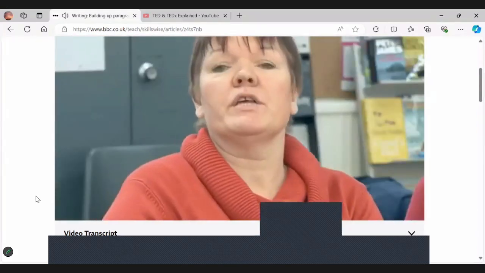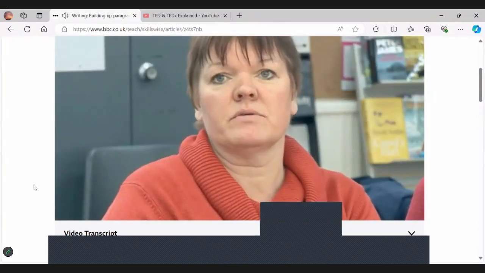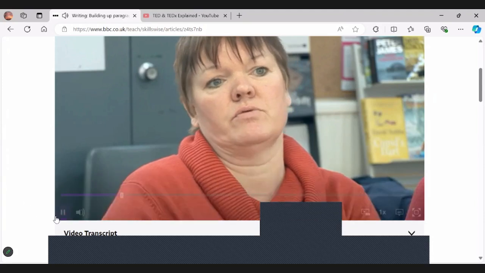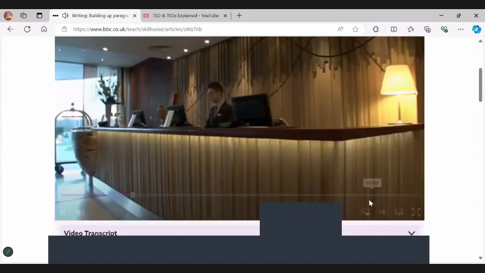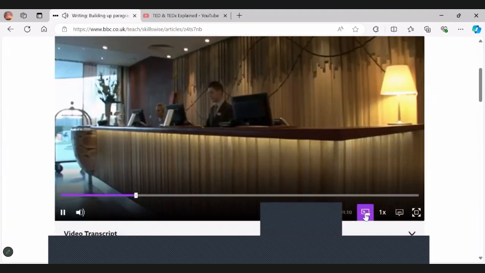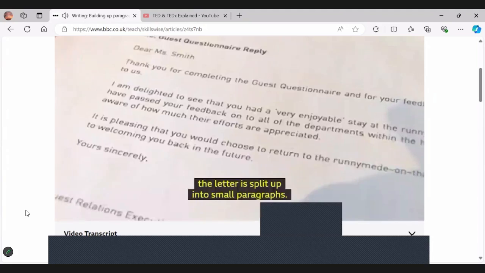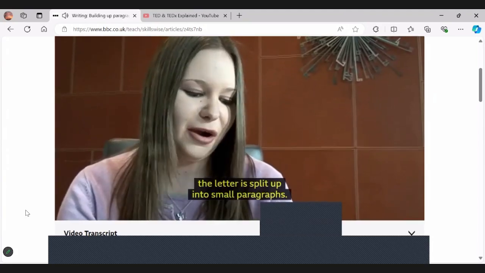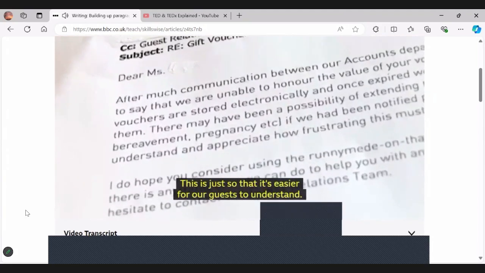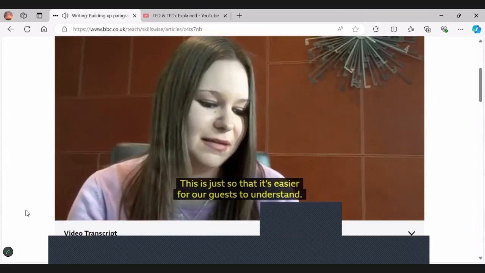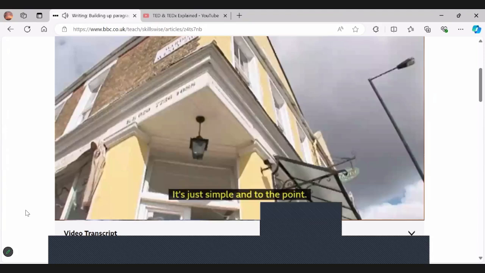You write a paragraph when you change what you're talking about. So as soon as you start changing subjects, you would write a different paragraph. As you can see in both of these examples, the letter is split up into small paragraphs. So this is just so that it's easier for our guests to understand. It's just simple and to the point.